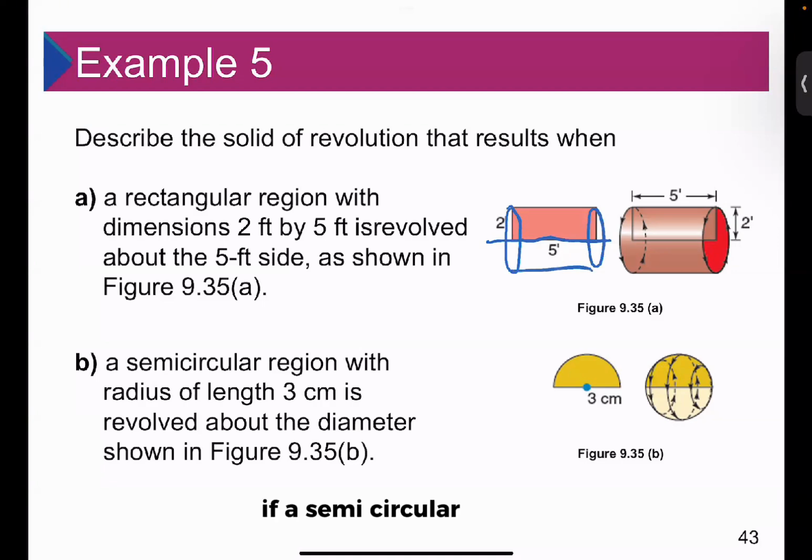If a semicircular region with radius of length 3 is revolved about the diameter shown in figure 9.35b, that would result in a sphere.